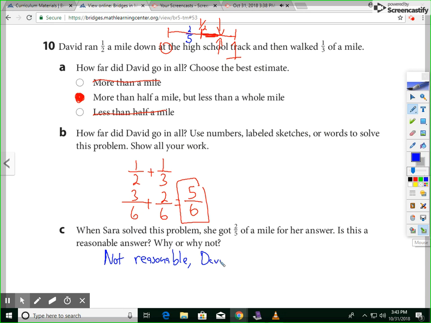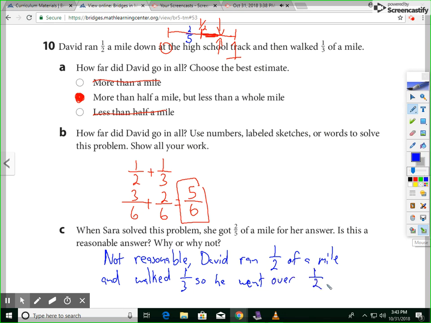David ran half of a mile and walked 1/3. So he went over half of a mile, and 2/5 is less than half.